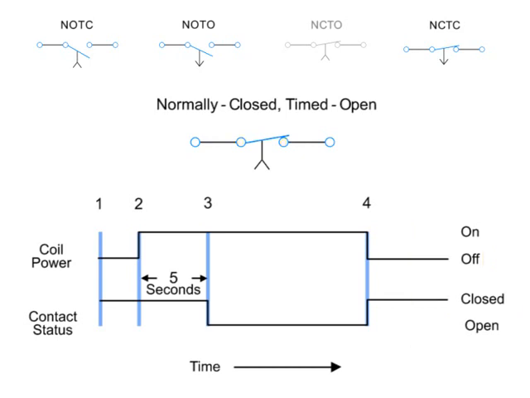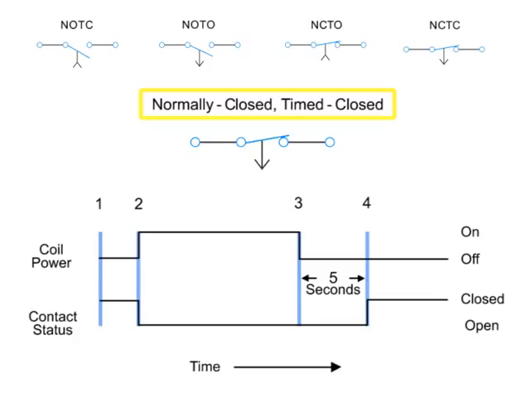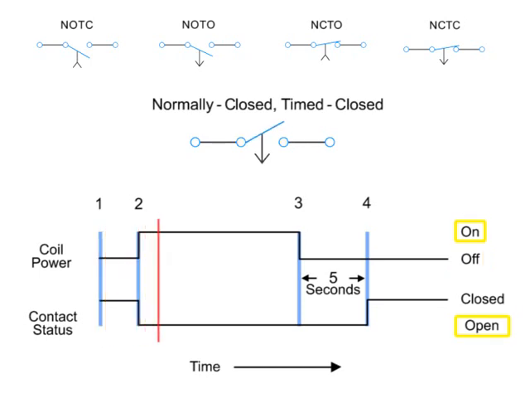The last time delay relay we will look at employs a normally closed, timed closed contact. Similar to the normally closed, timed open contact, this type of contact is normally closed when the coil is de-energized and open by the application of power to the relay coil. However, unlike the NCTO contact, the timing action occurs when the coil is de-energized instead of when it is energized. Thus, the contacts open immediately when the coil is energized and close 5 seconds after the coil is de-energized.